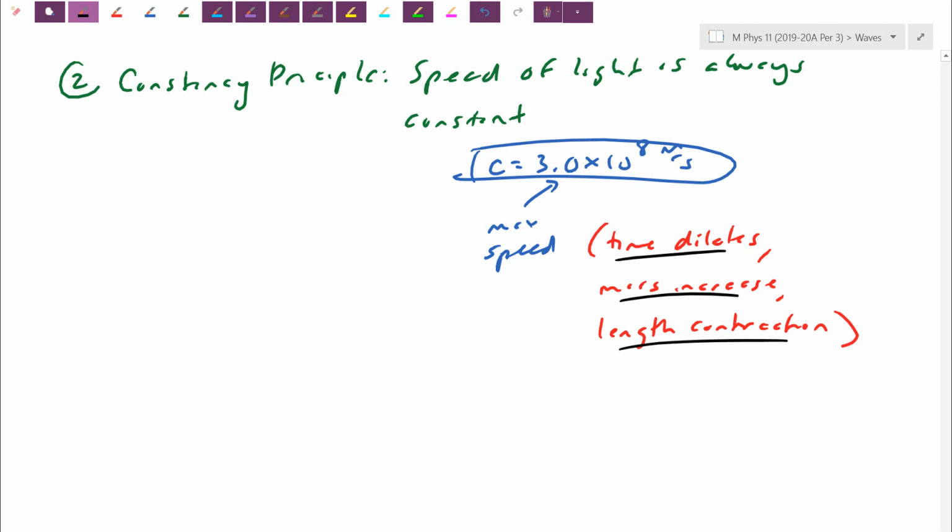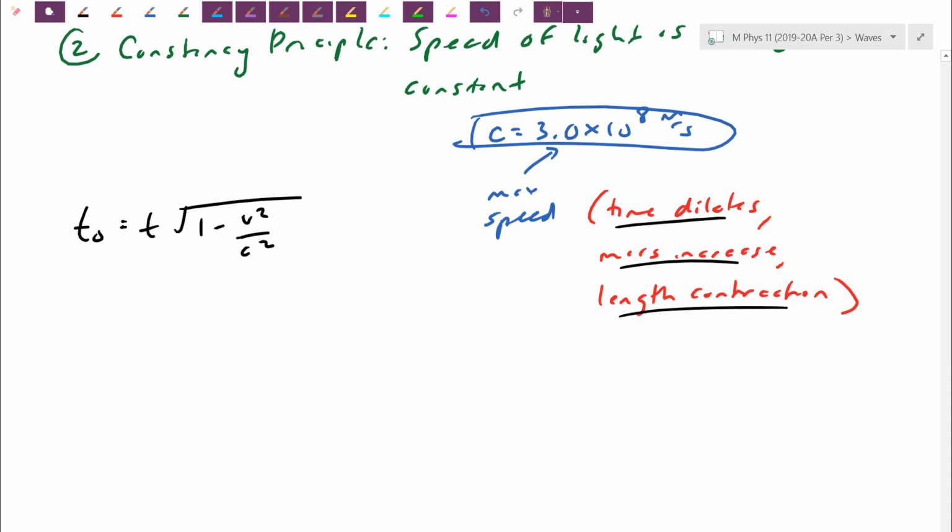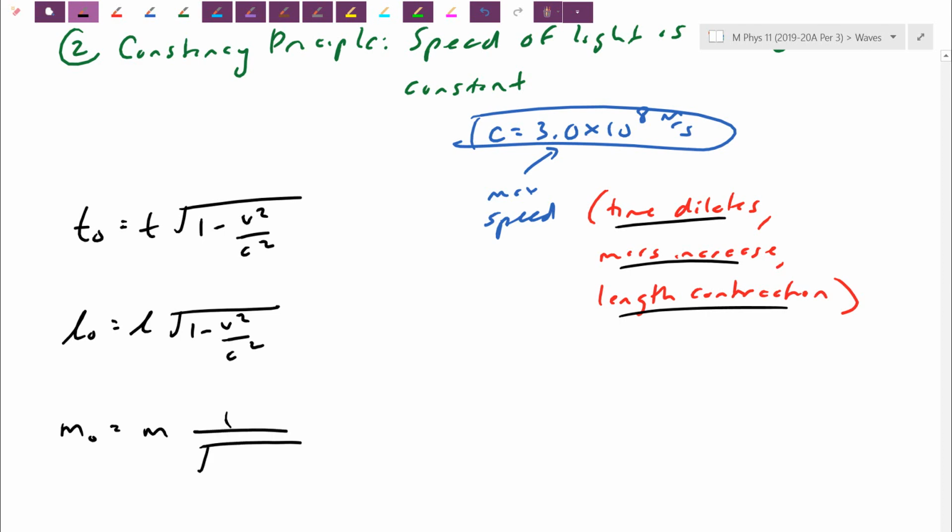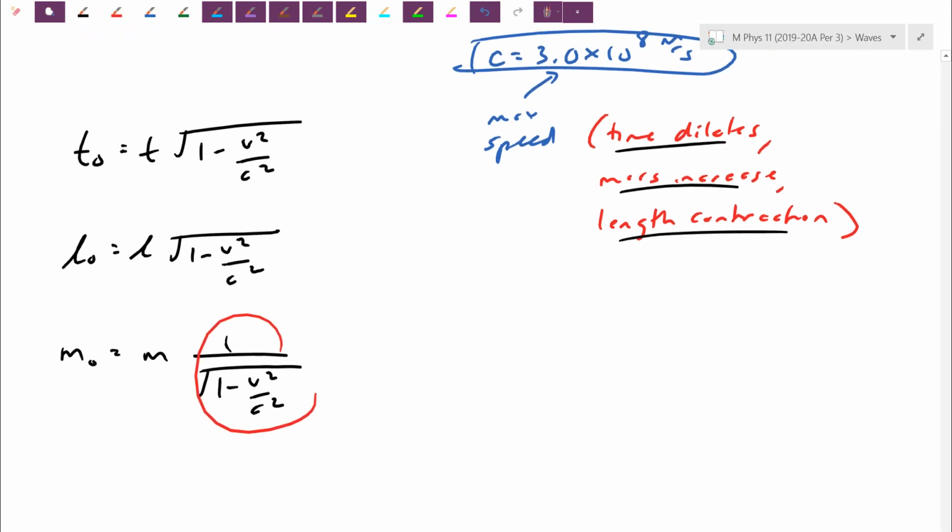I think I did get the time formula correct on your formula sheet. So T naught is equal to T times the square root of 1 minus v squared over c squared. I did want you to make a correction for the L naught one. L naught should read L is equal to L naught times the square root of 1 minus v squared over c squared. And as well, the M naught one, M should actually be M naught over the square root of 1 minus v squared over c squared. This is called the relativistic factor. We call that gamma.